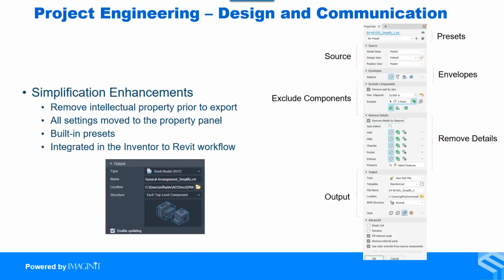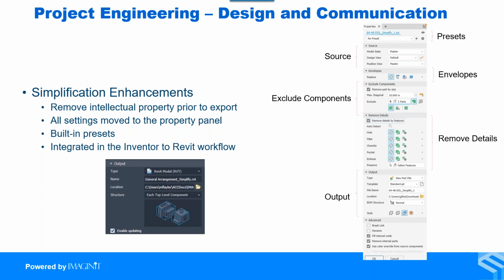Now, if we look at the enhancements that were done to the simplification tool in Inventor, I really like this. It got put into a panel. You can actually save presets in here. You can tell it to remove certain parts by size. You can create envelopes for just space claims to really reduce that level of development back to Brian. Or if you need something a little bit more advanced, you can control that a little bit more intelligently. And you can do that through some built-in presets.